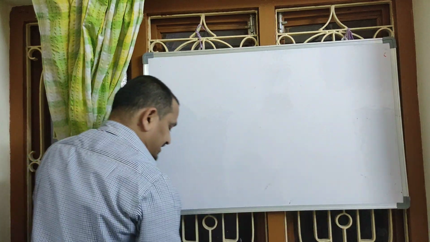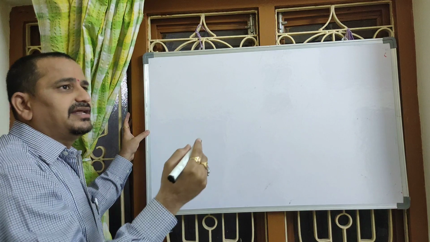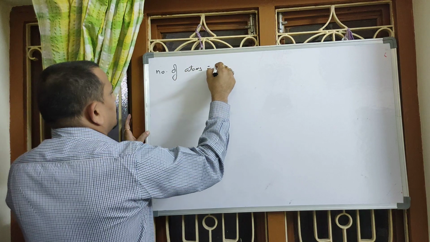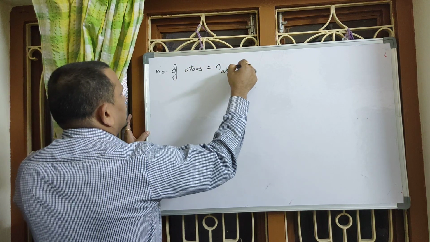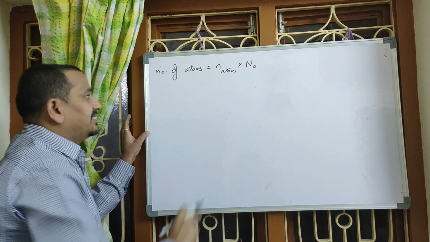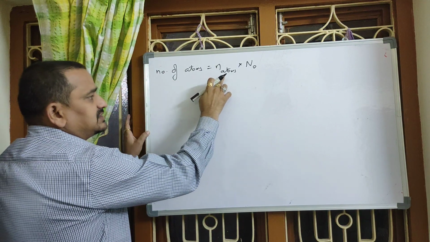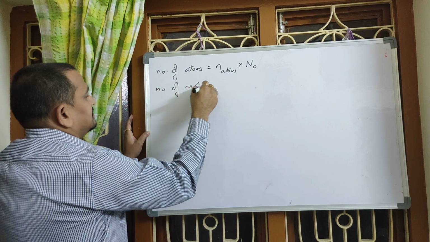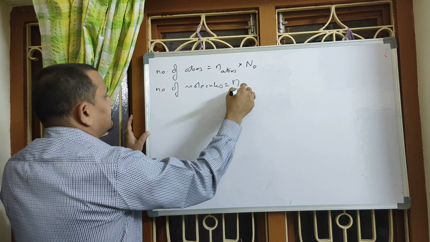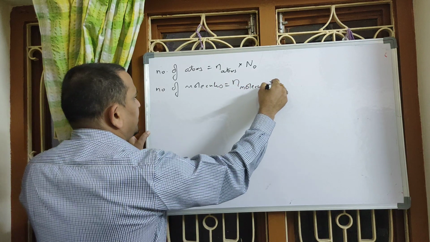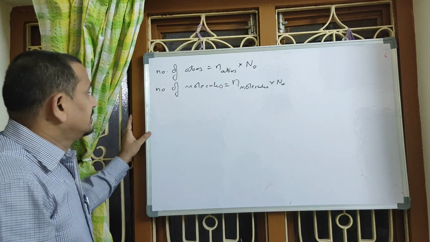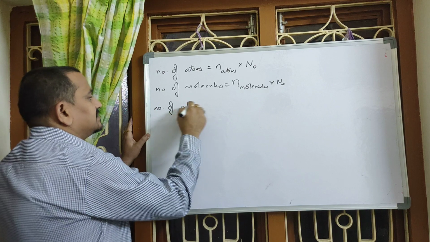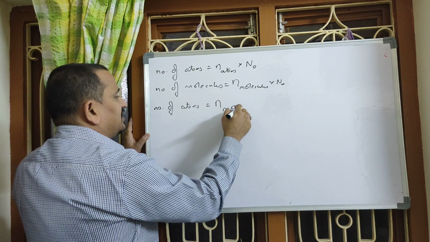In the calculation of number of atoms. In the last classes, we studied relations like number of atoms equals number of moles of atoms into Avogadro number. This is the formula to be used when number of moles of atoms are given. Similarly, number of molecules can be calculated as number of moles of molecules into Avogadro number, right? But sometimes they may ask you to calculate number of atoms by giving number of moles of molecules.